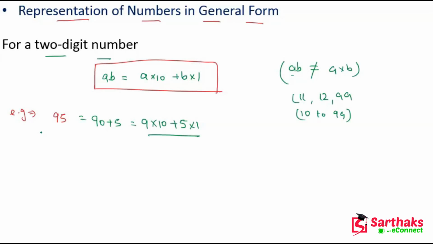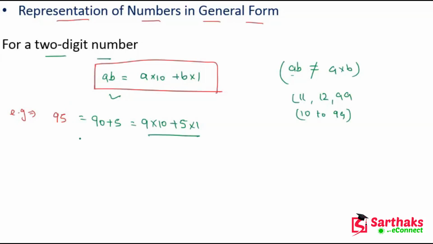Okay, I hope my dear friend you understand these things. So this is very easy. You just have to understand, you just have to learn this part. This part, general representation of 2-digit number. Simply, we can write AB is equal to what? A into 10 plus B into 1.